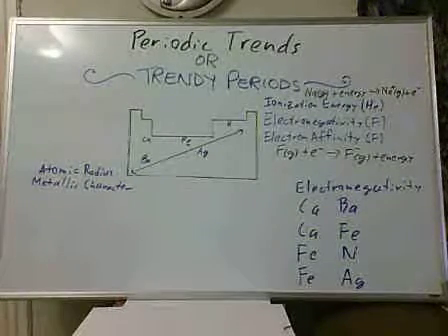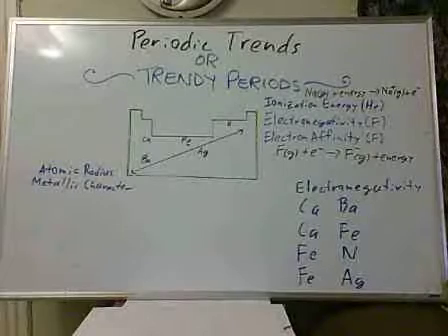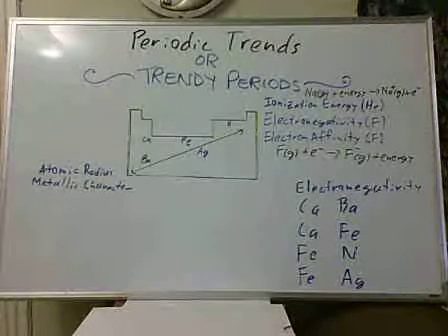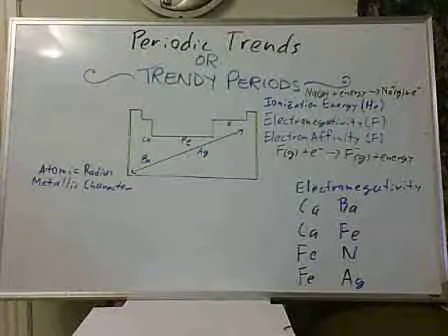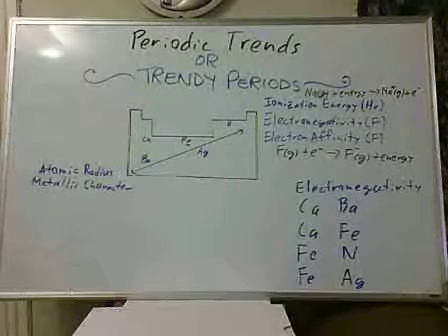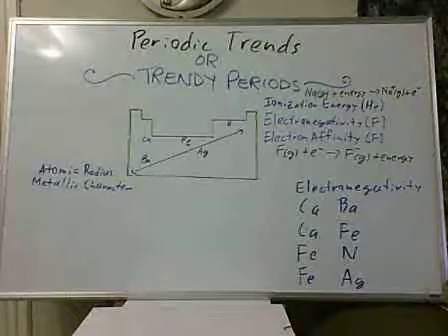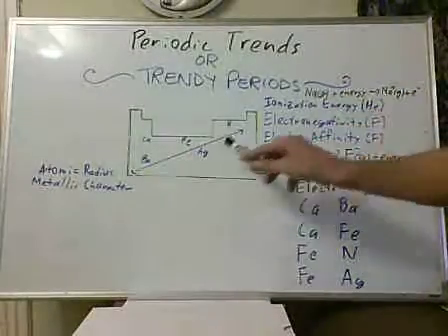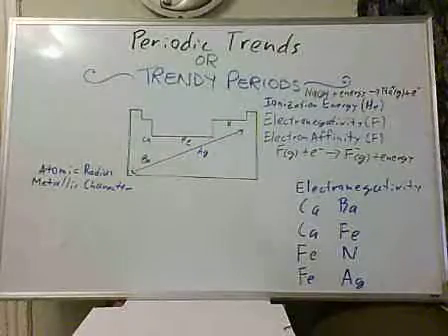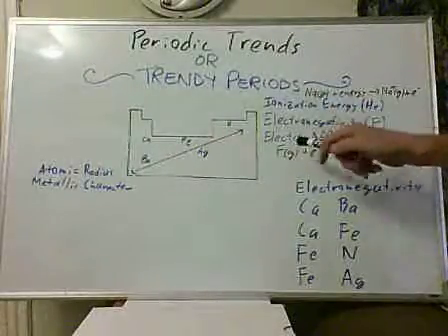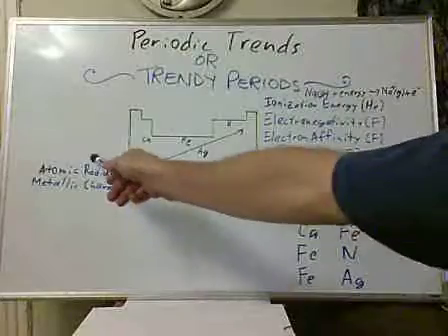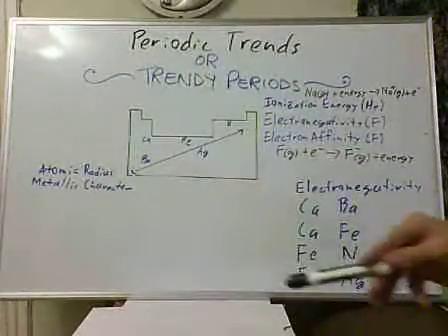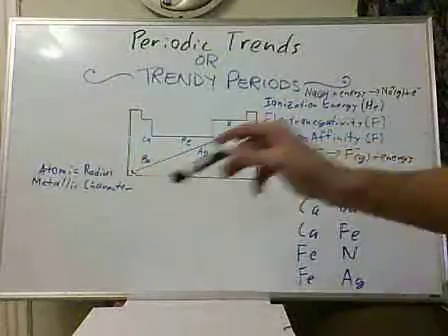There are trends of physical properties across the periodic table that we can use to predict relative properties. All of the trends across the periodic table form a diagonal from the lower left to the upper right of the periodic table. Some of them are highest in the upper right and some of them are highest in the lower left.